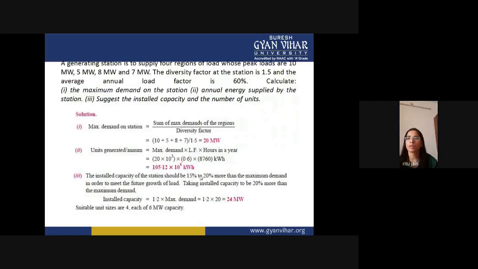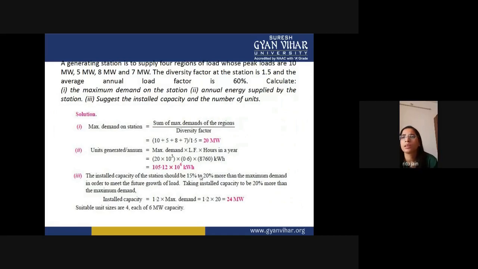Now the next question: a generating station is to supply 4 regions whose peak loads are 10 megawatt, 5 megawatt, 8 megawatt, and 7 megawatt. The diversity factor at the station is 1.5, which is given, and the annual load factor is given as 60%. Now you have to calculate the maximum demand of the station and the annual energy supplied by the station, and suggest the installed capacity and the number of units.